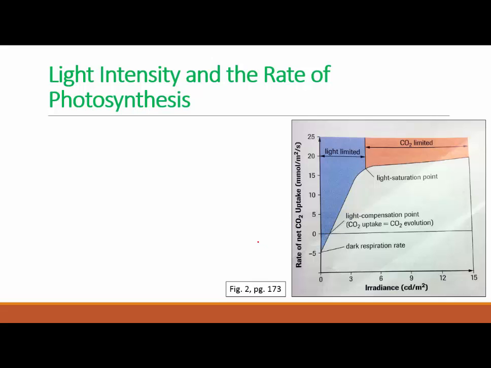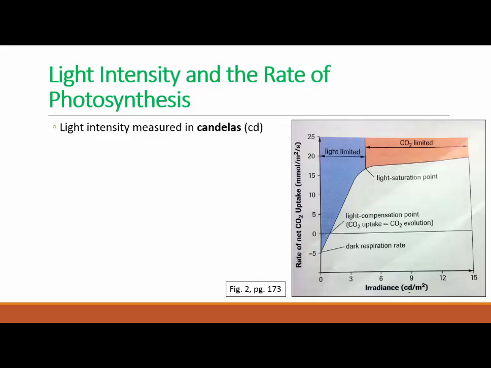Light intensity and the rate of photosynthesis. All right, let's look at the effect of light intensity and how that causes photosynthesis to be affected. So here we have the irradiance, and this is measured in candelas, or CD.